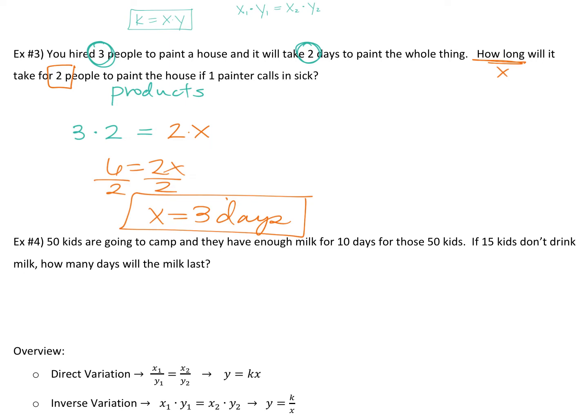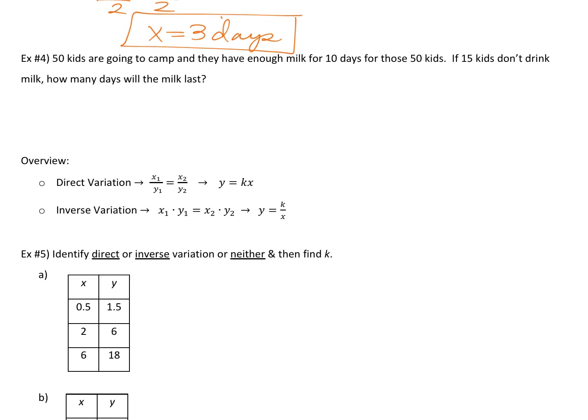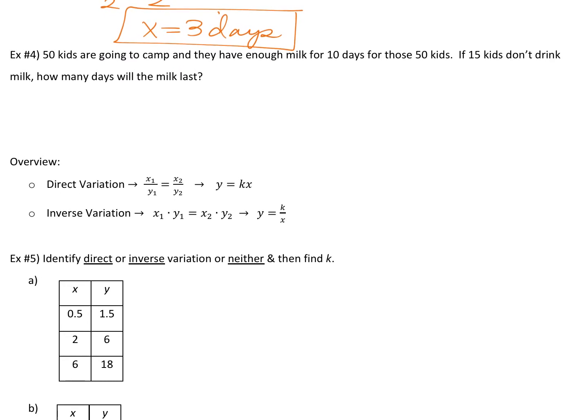Okay, example 4 is a little bit trickier, just because you have to stop and think about what you're actually plugging in here. It says 50 kids are going to go to camp, and they have enough milk for 10 days for those 50 kids. If 15 kids don't drink milk, how many days will the milk last?